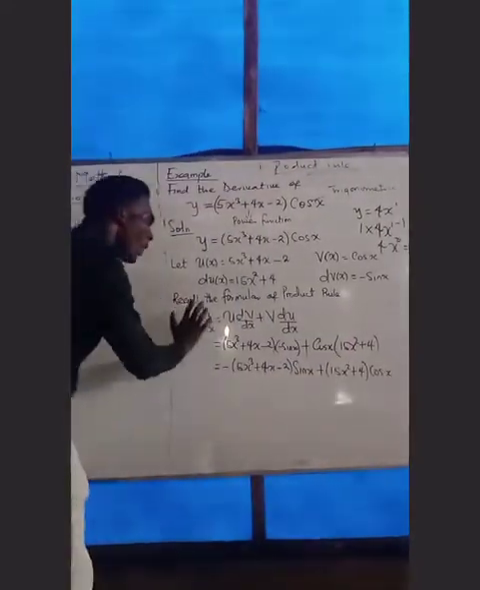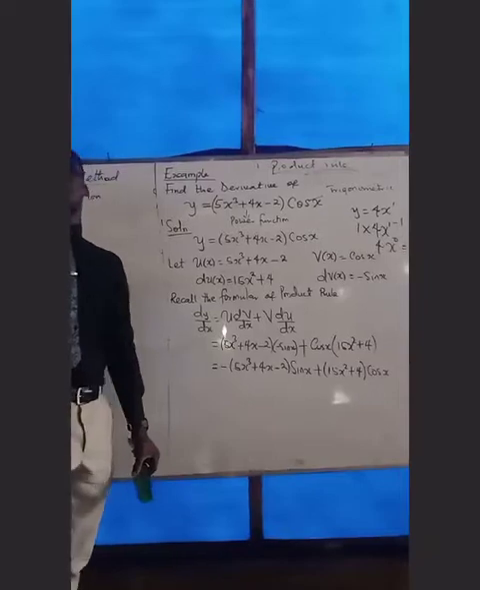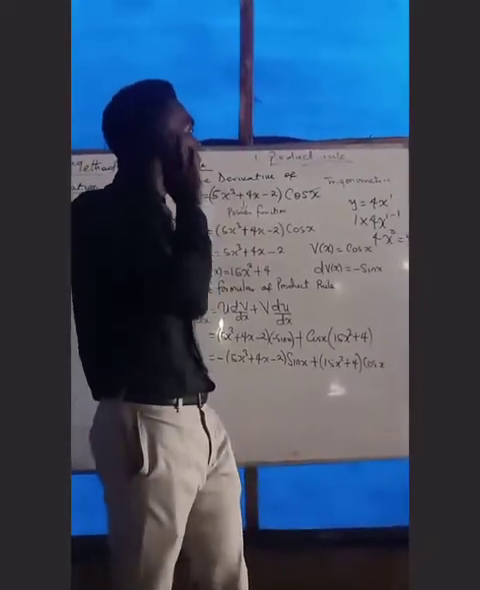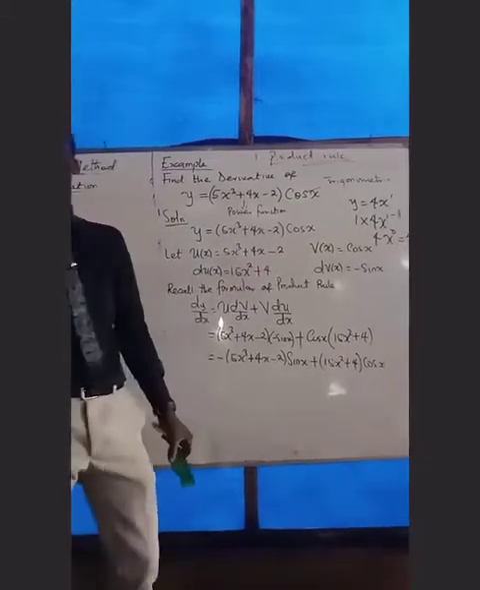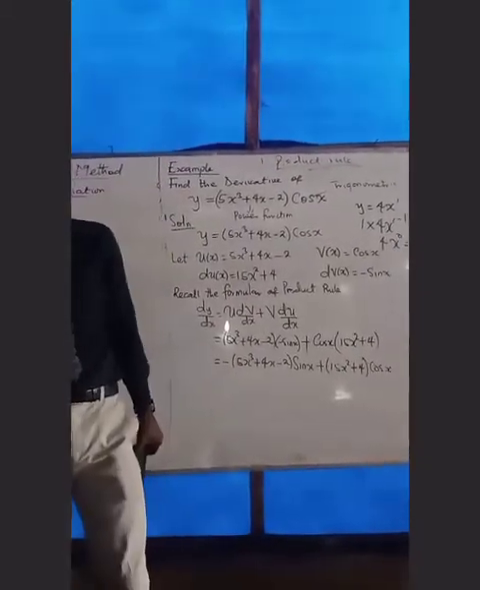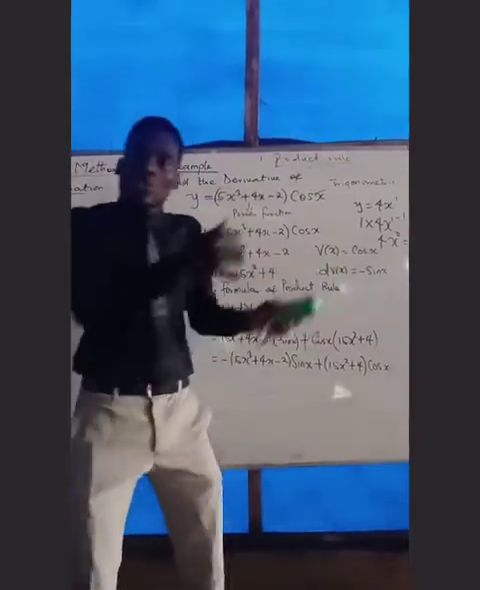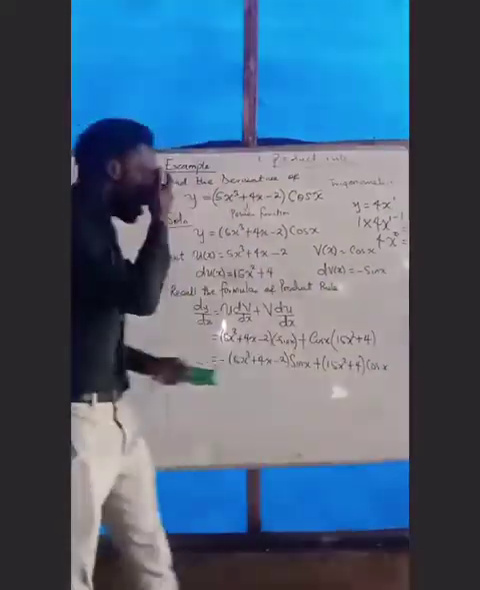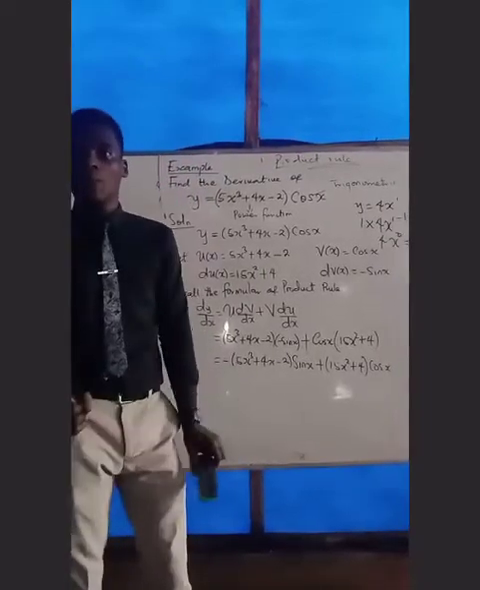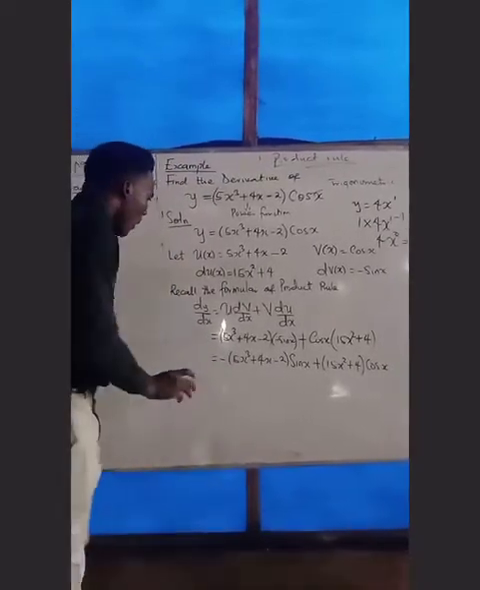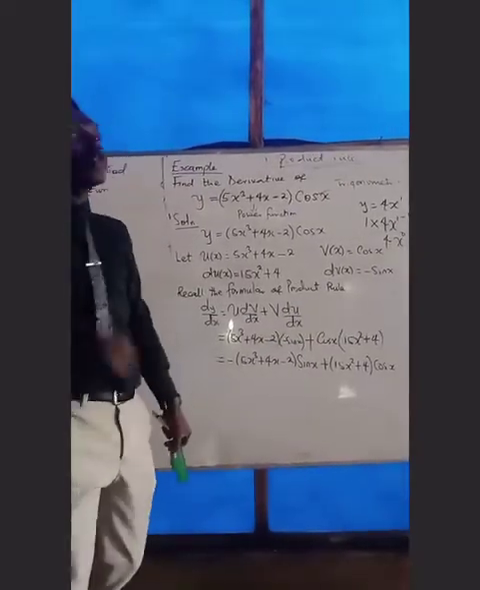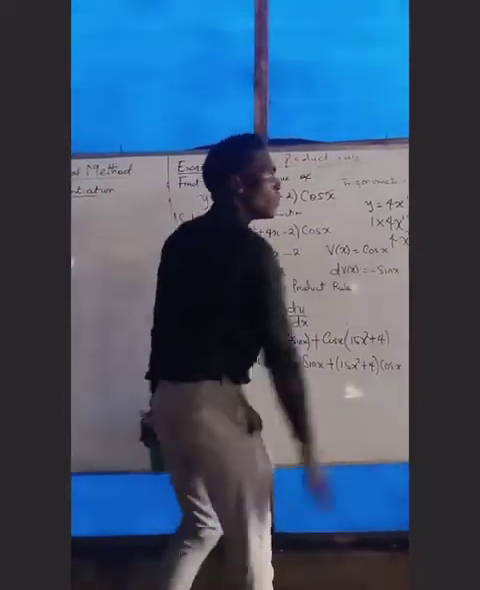Now, you have to recall. Since you have been able to identify that the rule present here is the product rule, the next thing is to write out the formula associated with that rule. And the formula is dy/dx equals u dv/dx plus v du/dx. The next thing, after writing out the formula, is to substitute the results you obtained above.